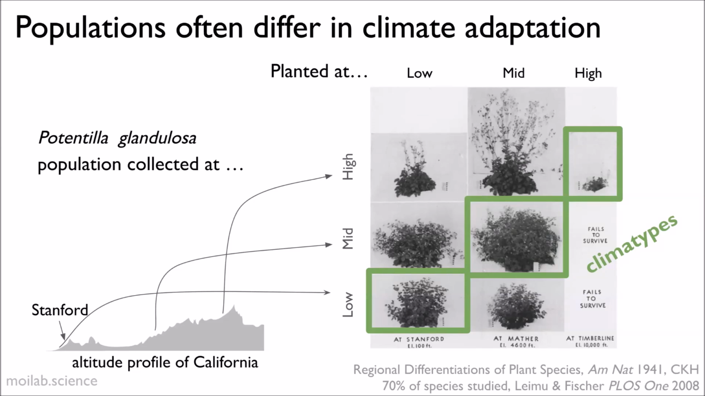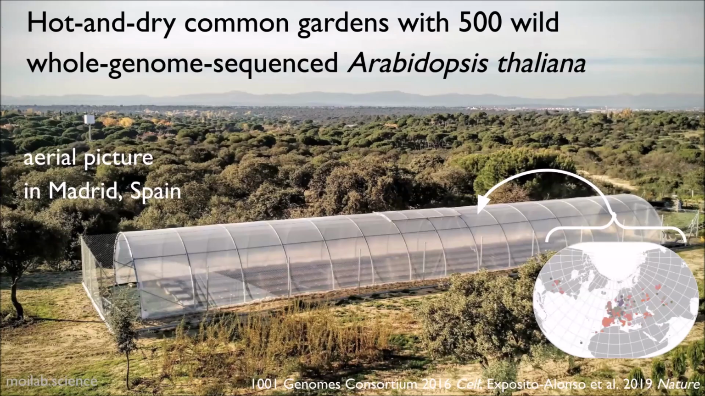After them, many people have repeated this kind of experiment with hundreds of plant species, and 70% of them show positive signals of local adaptation. So this seems to be a general phenomenon across species. So we wanted to leverage the same thinking with Arabidopsis, except that we could add a genomic dimension to these experiments. This is an experiment that I conducted during my PhD in Madrid, Spain, which is at the southern edge of the typical geographic distribution of Arabidopsis, although we know there are some others a little bit more southern.